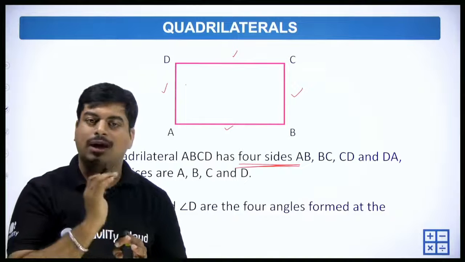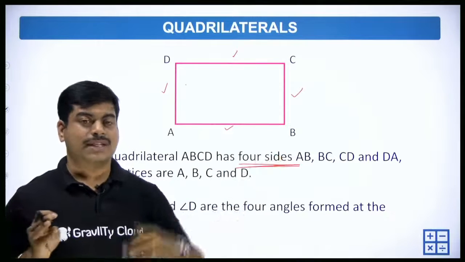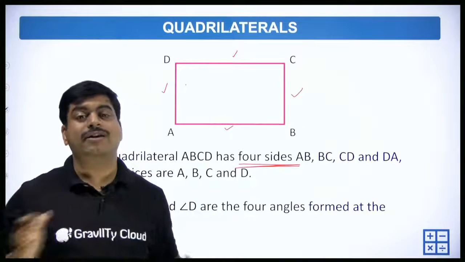If a figure does not have four sides, it is not a quadrilateral, it is some other figure. If it has three sides, we say triangle, five sides, pentagon, six sides, hexagon. So we have different names for all those.